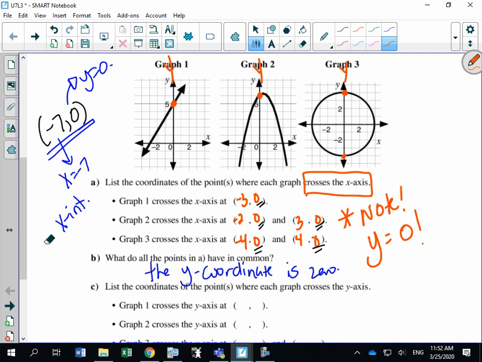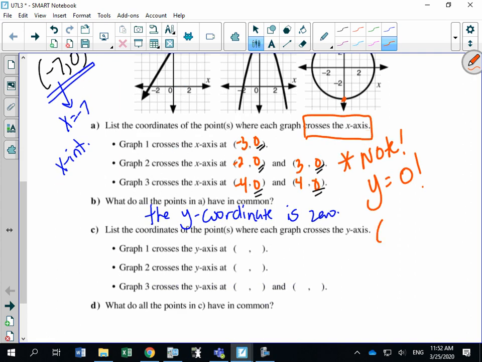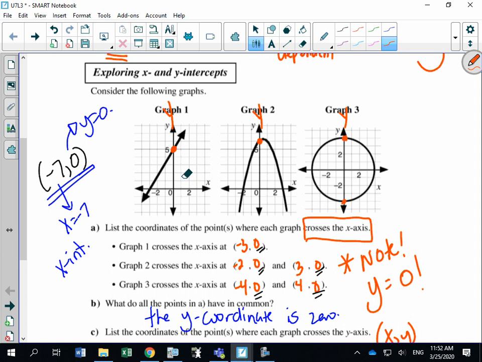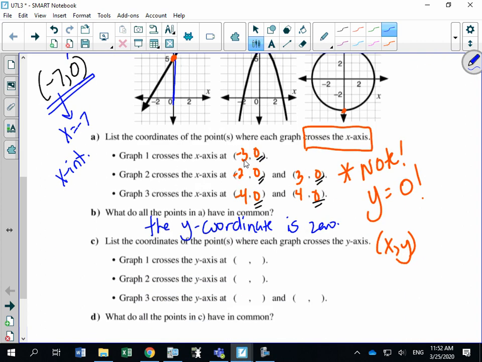I'm going to find the first point with you. That point, remember that it is always x comma y. So I have to say, well, what's my x value? What's my y value at that point? My x value at that point is 0, and my y is 5. So 0 comma 5.